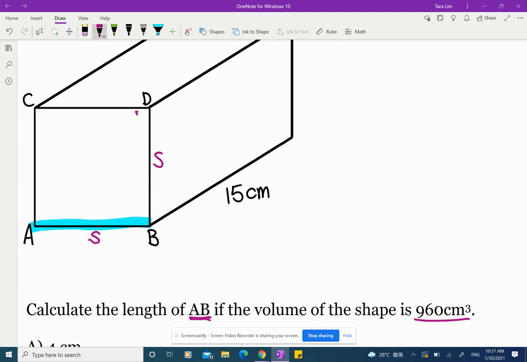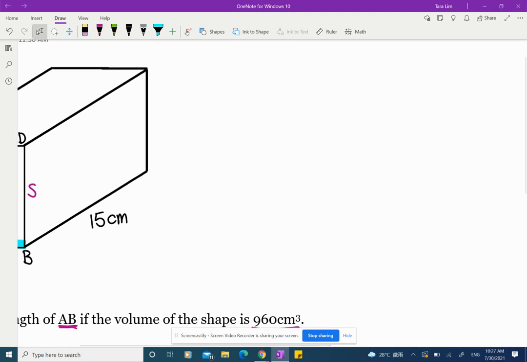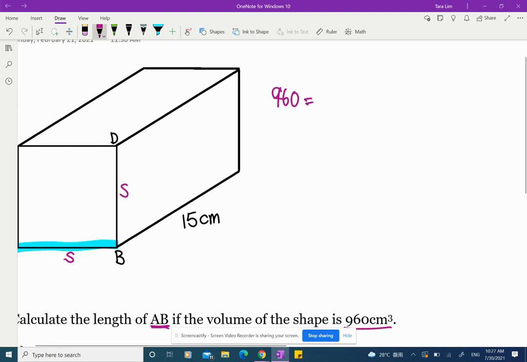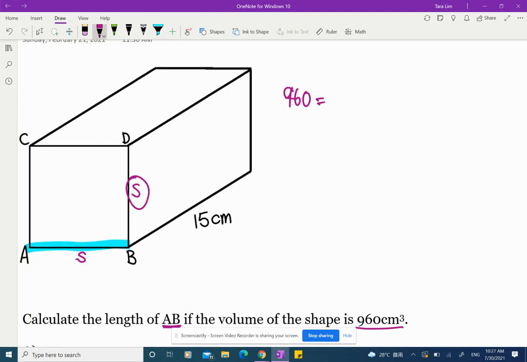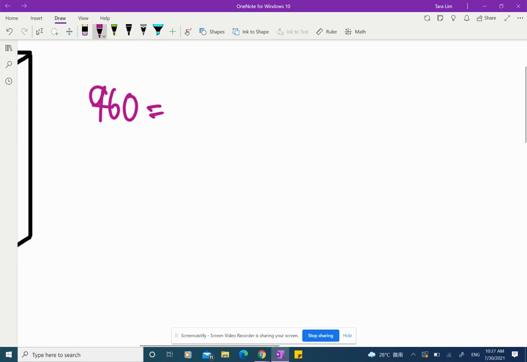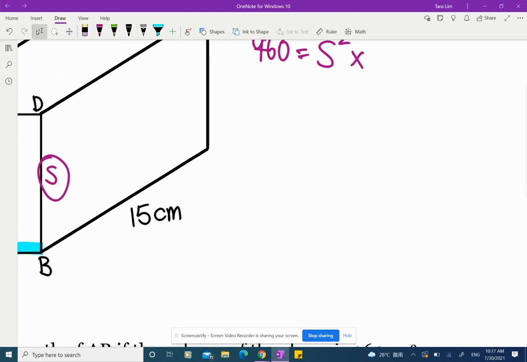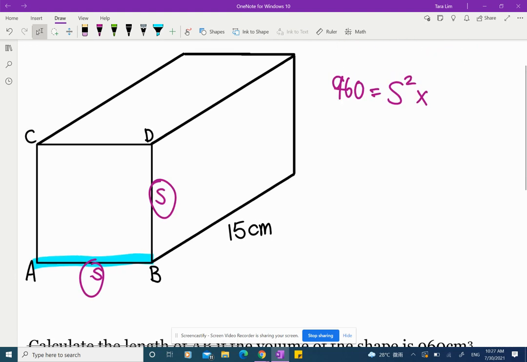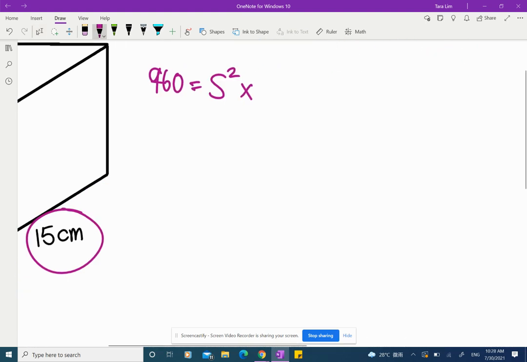So if I want to calculate the base area of this, first of all, I'm just going to write the volume of the shape, which is 960, is equal to the base area, which is S times S, or you can call it S squared, times the height, or you call it the length, which is 15.